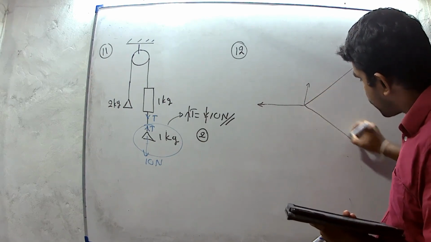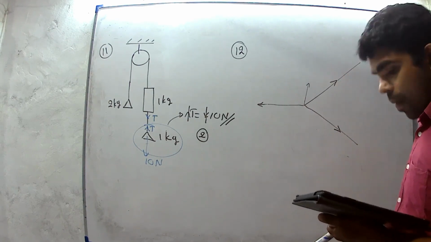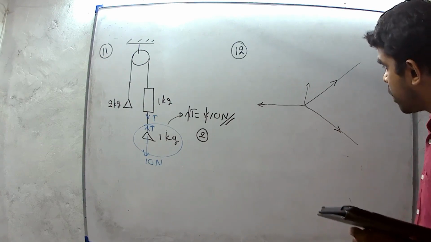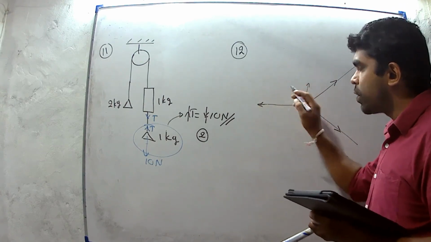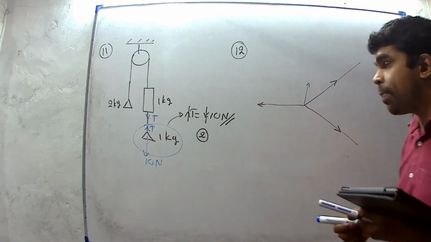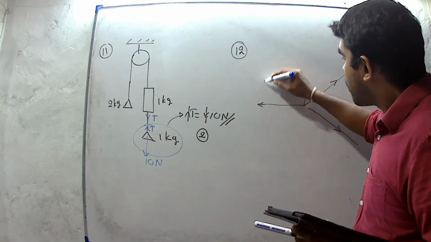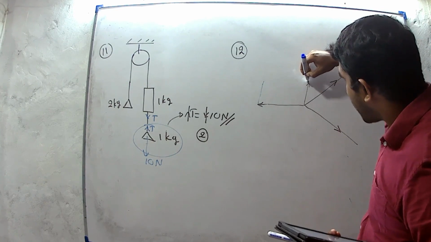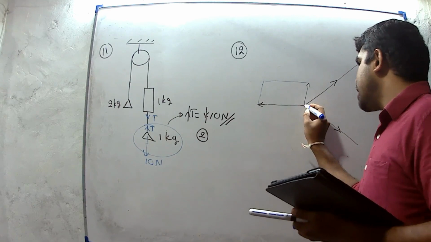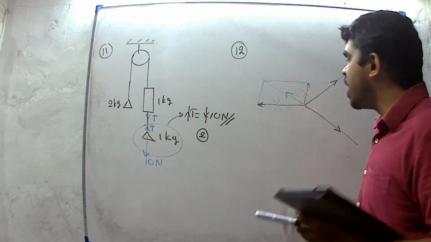There are 4 forces. We have to consider the resultant force. First of all, I will consider these 2 forces. We have to do this construction in the original paper, not a copy. Then we can complete the parallelogram for these forces, and we can get the resultant for these 2 forces in this direction.